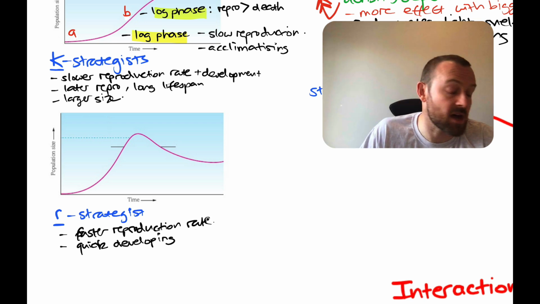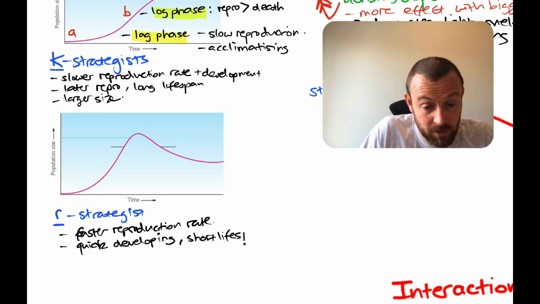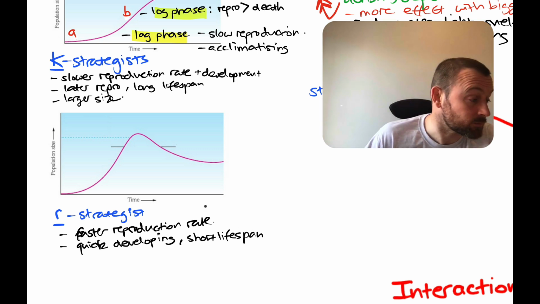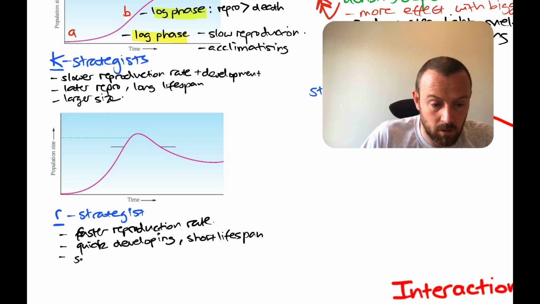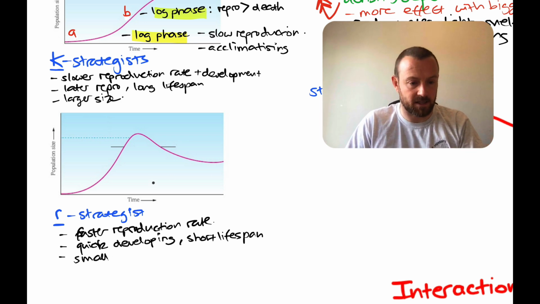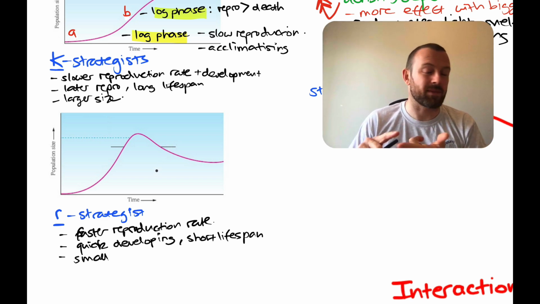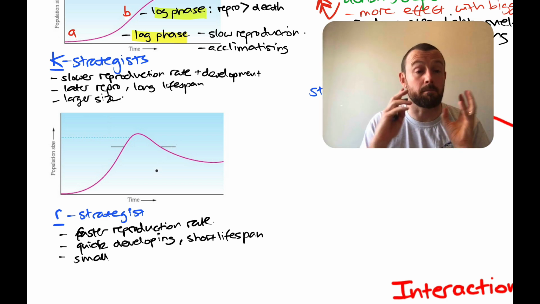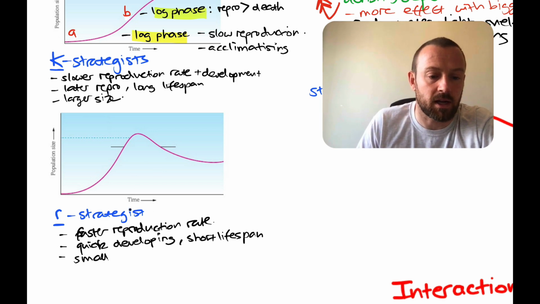Quick developing organisms that have a short lifespan, basically all the opposites of these things. Quick developing, short lifespan, reaching sexual maturity quickly, small body mass, that sort of thing. So most microorganisms would fit into this category. In fact, pretty much all microorganisms. Things like microorganisms, insects, weeds and mice. Okay, one which I like to remember is something like a mouse.